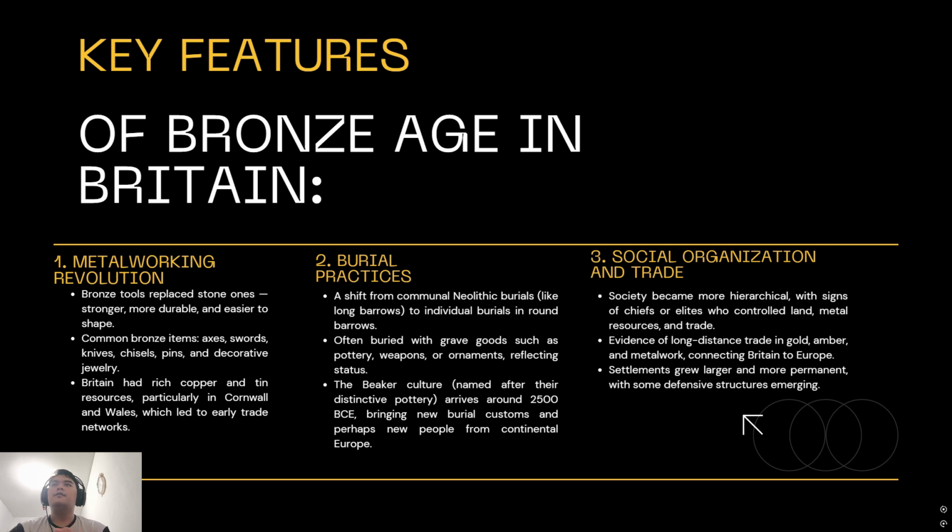The key features of the Bronze Age in Britain. First, the metalworking revolution. Bronze tools replaced stone ones. It's stronger, more durable, and easier to shape. Common bronze items: axes, swords, knives, chisels, pins, and decorative jewelry. Britain had rich copper and tin resources, particularly in Cornwall and Wales, which led to early trade networks.